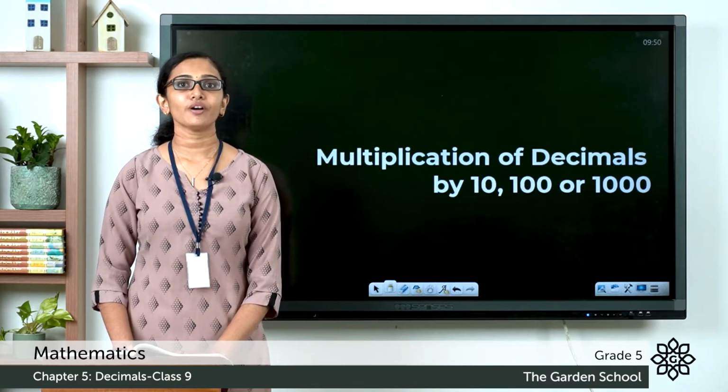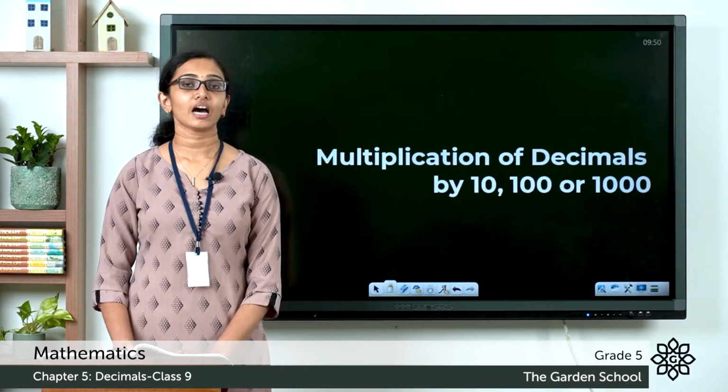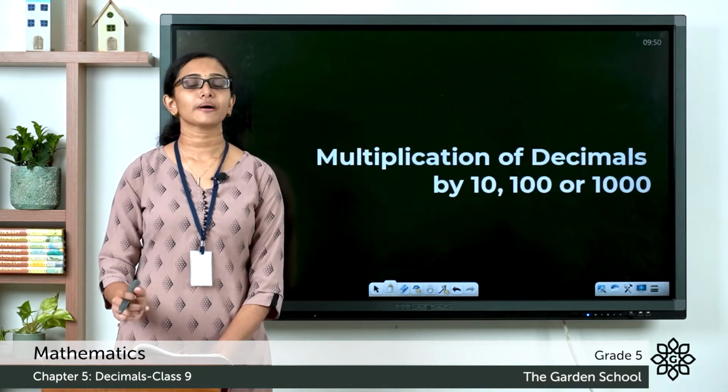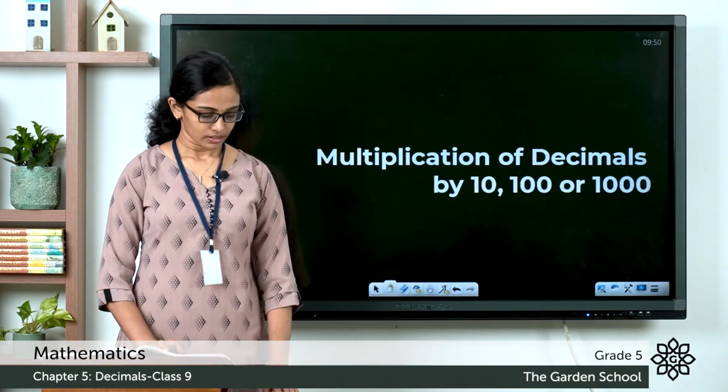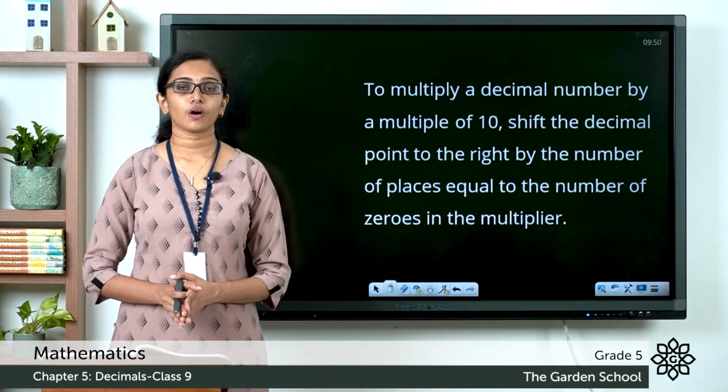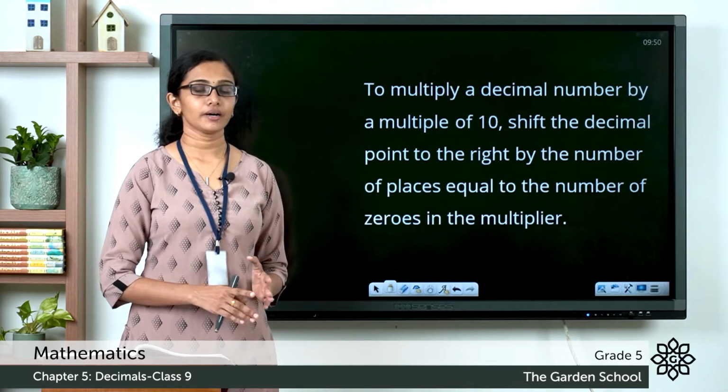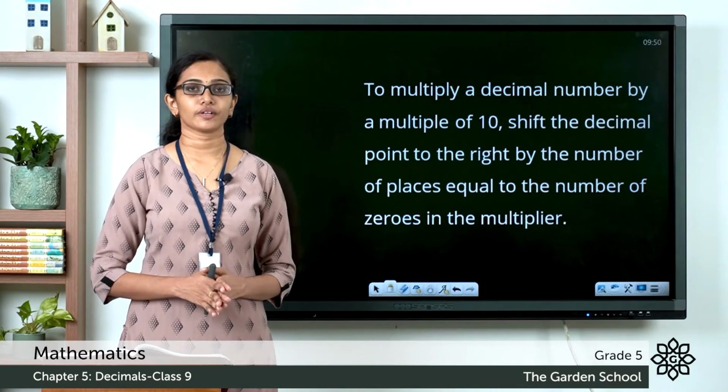So we are learning about multiplication of decimal numbers. Today let's learn how we can multiply a decimal number by 10 or multiples of 10. So what are the steps involved to multiply a given decimal number by 10 or multiples of 10?